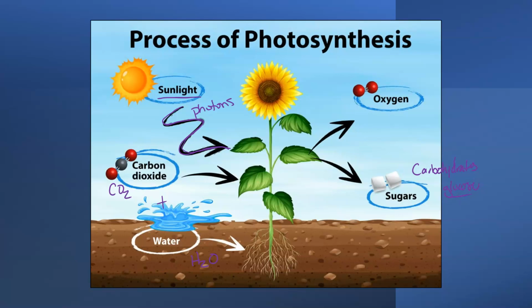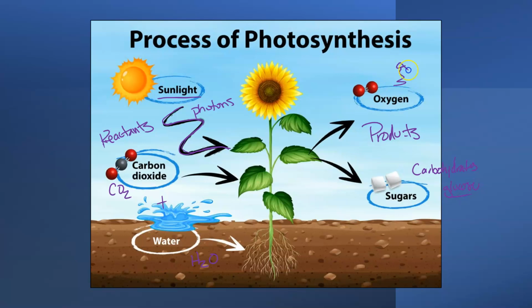So this is the overall basic overview of photosynthesis. Again, these would be the reactants, because they are the reactants of the photosynthetic equation. These would be considered the products, because they are being produced from the reactants and are therefore being released by the plant.